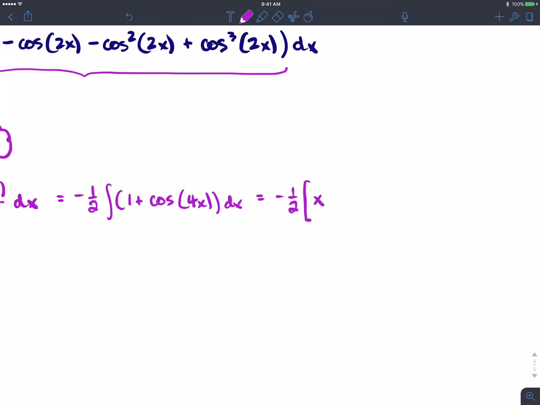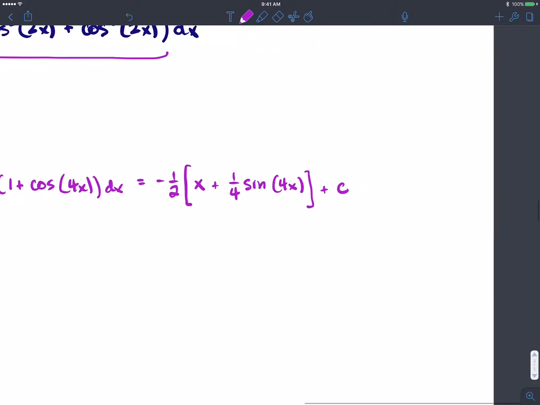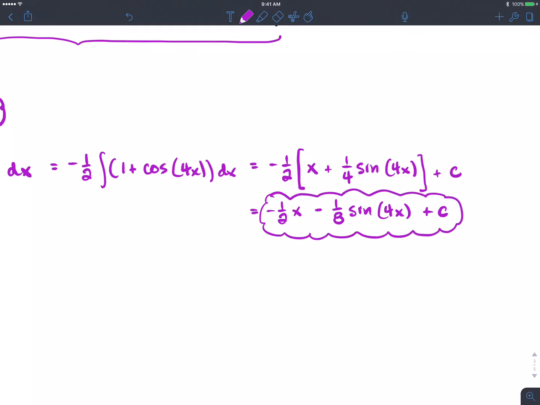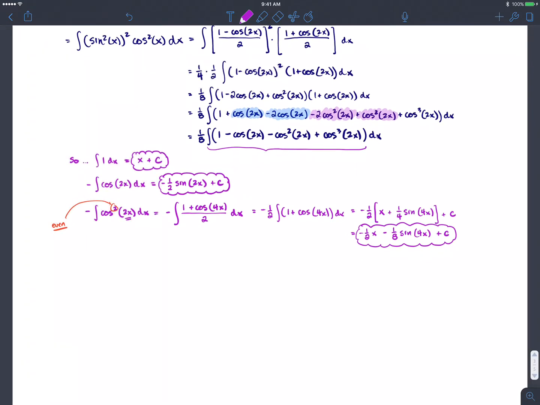And similar to the last one that we did, we've got the integral of cosine of a constant times x, which is going to be plus 1 over that constant times the sine of 4x. And then that's just going to be plus c. So I'm going to summarize this as being negative 1/2 x minus 1/8 sine of 4x plus c. So again, we'll make note of this, put it off to the side, and go from there.